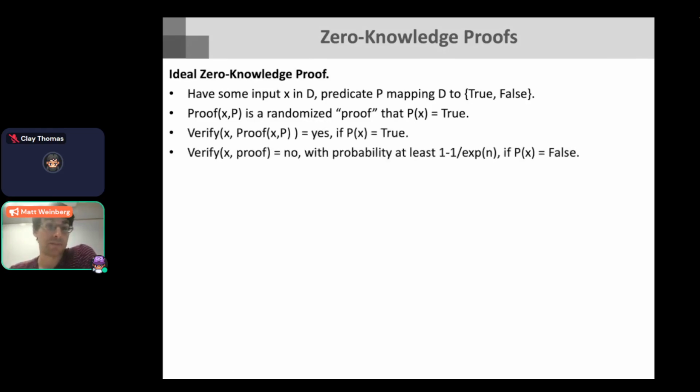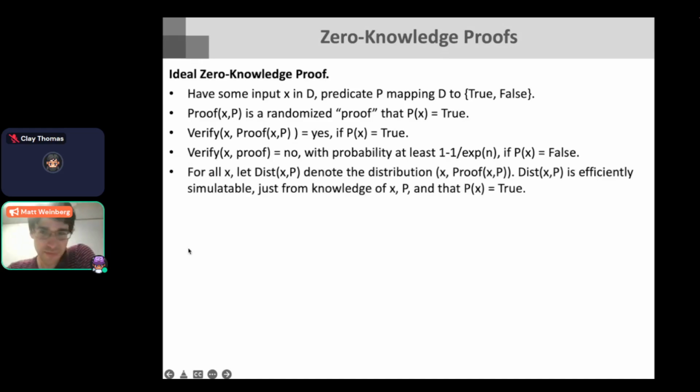There's a verify function, and the verify function will take as input X and the proof, and it should output yes if P of X is true. And if P of X is false, then verify of X and any proof should output no with extremely high probability. So it's okay if there's a tiny probability of fooling the verifier, but it should be ridiculously unlikely no matter what proof you include. I'll give you an example of this to see how this works.